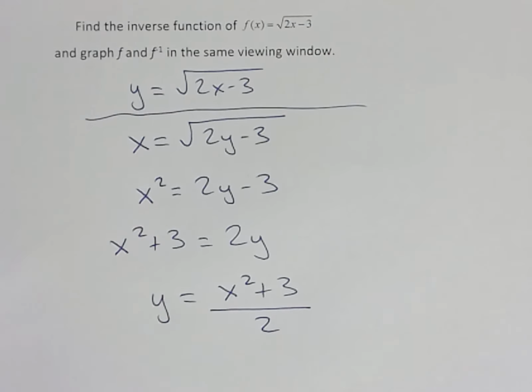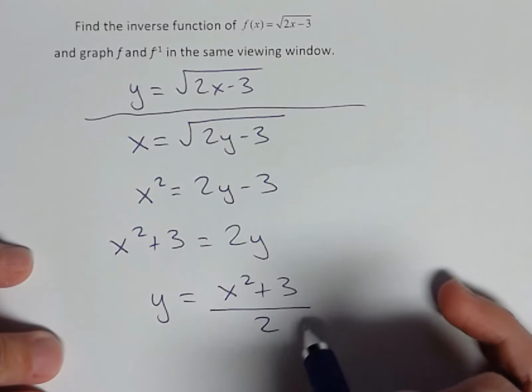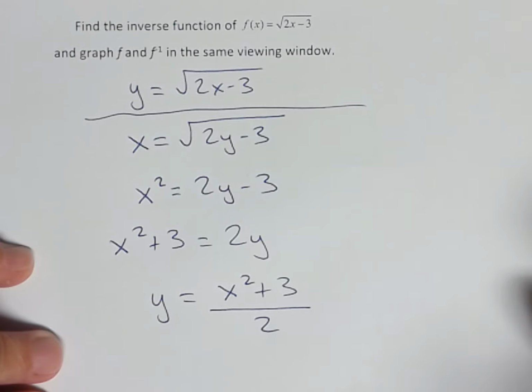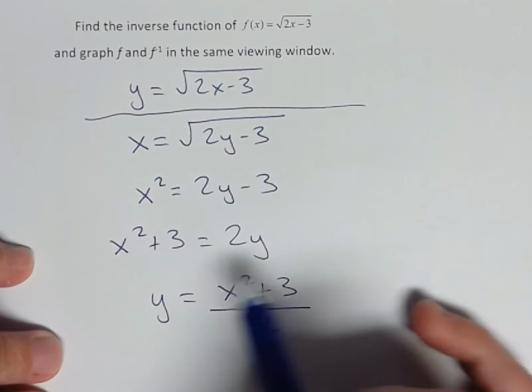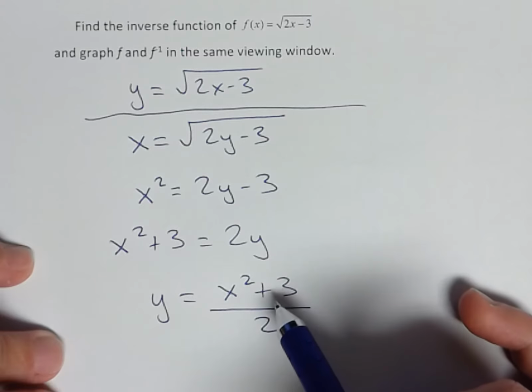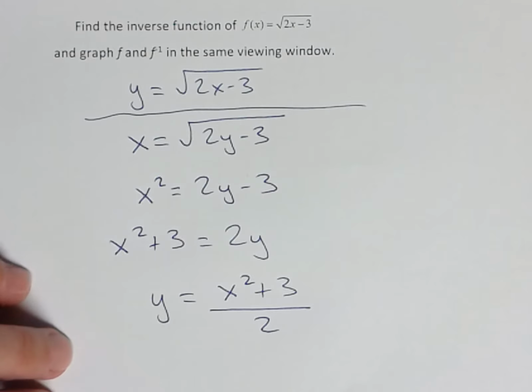Now, is that the inverse function? We just did the math, right? We followed the steps. But if you graph this, x squared, that's a parabola. Well, that's not a one-to-one function, so that can't be an inverse of this function because this is not one-to-one. So I want you to stop and think about that.